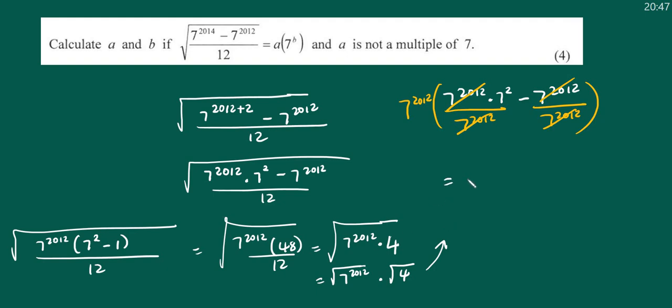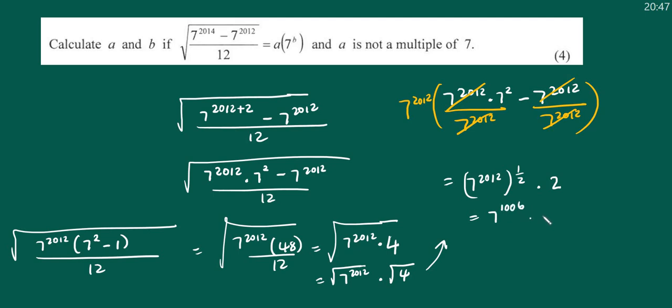Remember that the root sign means you have to the power of half. The square root of 4 is simply 2. Since you have a half, this means you say 2012 divided by 2, or multiply by a half, which should give you what? 1006.